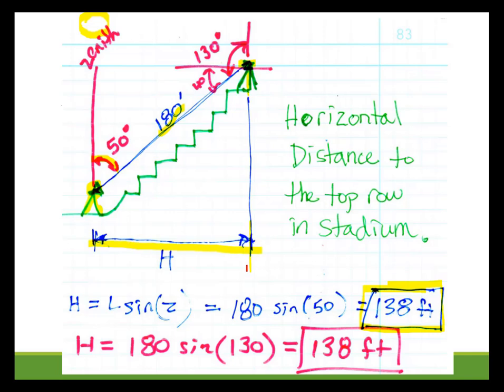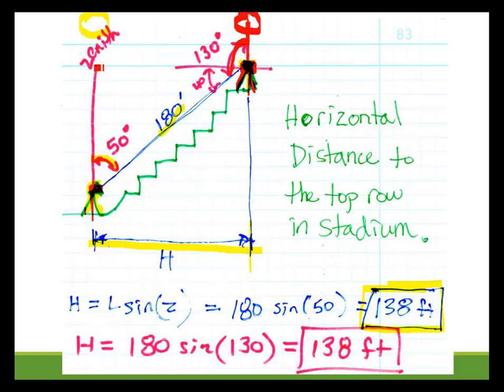Now, just as a proof of concept, we could set this up in reverse. Say that I set my total station instrument up on the top row of the bleachers, and I shoot down towards a target that's at the bottom row of the bleachers on the field. And so my zenith angle in that case would be measured from directly vertical at 0 down to the target, which would be a 130-degree zenith angle.